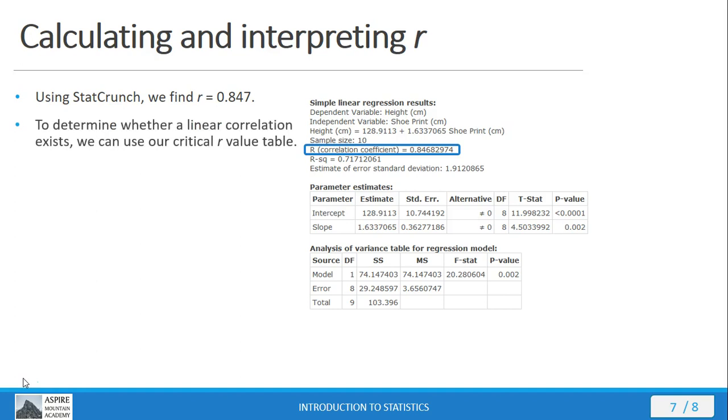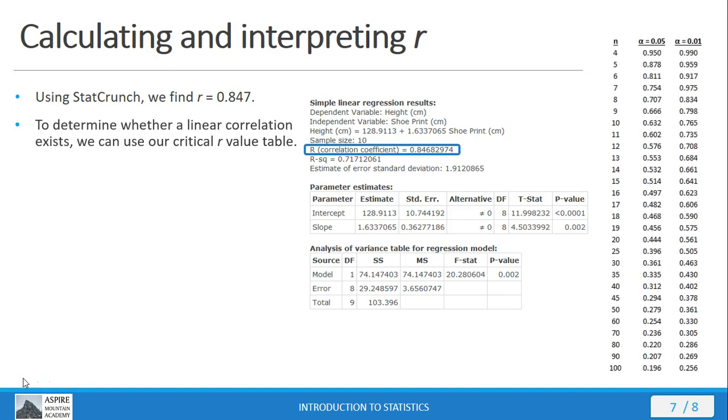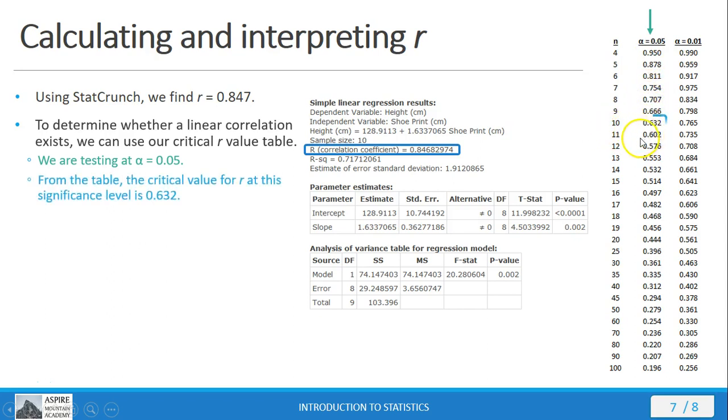To determine whether a linear correlation exists, we use our critical R value table. So here's our critical value for R. And notice here how we've got our sample size is 10. So we're going to look at the 10 row here for our sample size. And then our significance level, 5%. So we just go down this column here until we get to the row with the 10. And where those two meet up, that's where we're going to see our critical value for R, 0.632.